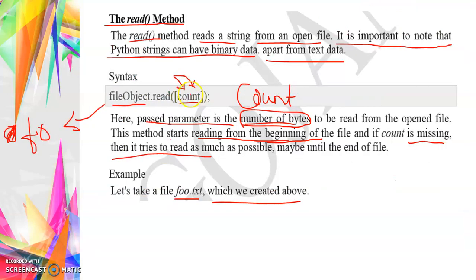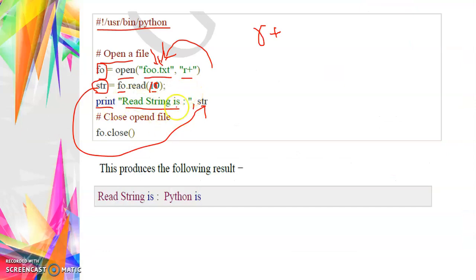Finally, after printing the statement, I'm going to close the file. So the read string is "Python is", which has 10 bytes. PYTHON is 6 bytes, including space 7, I 8, S 9, and again space 10. So this is the output of this program of the read method.